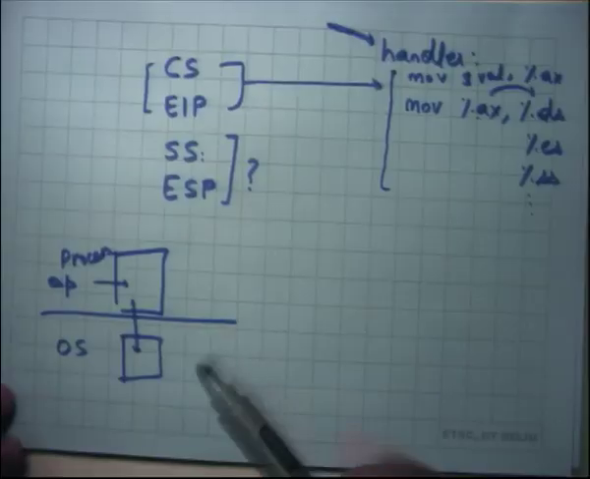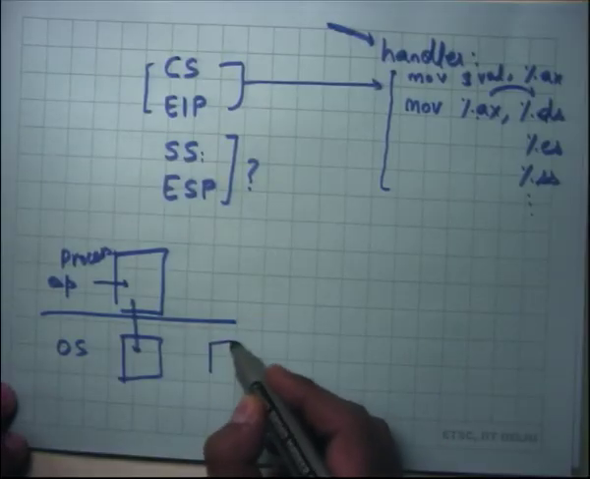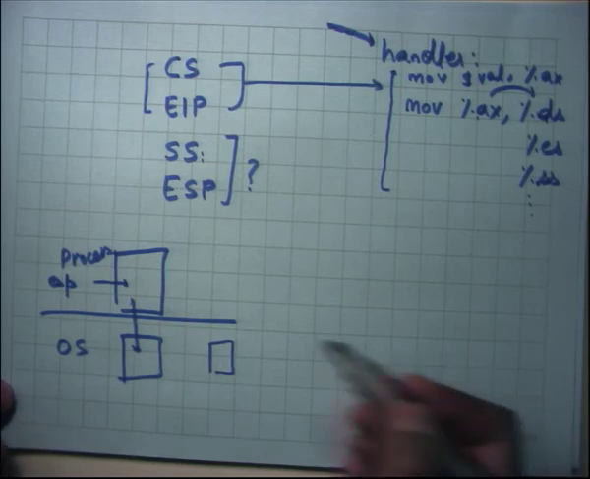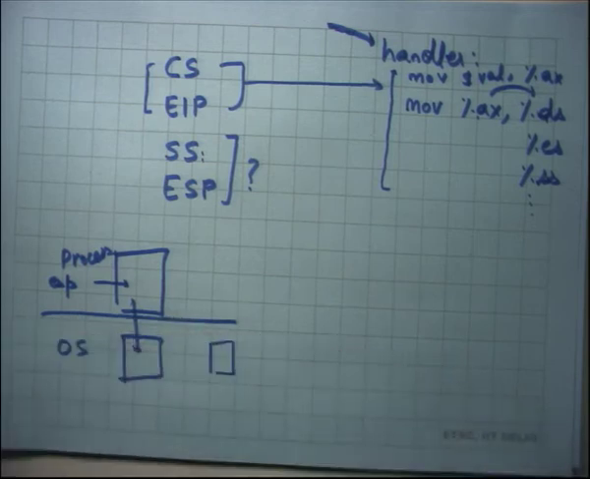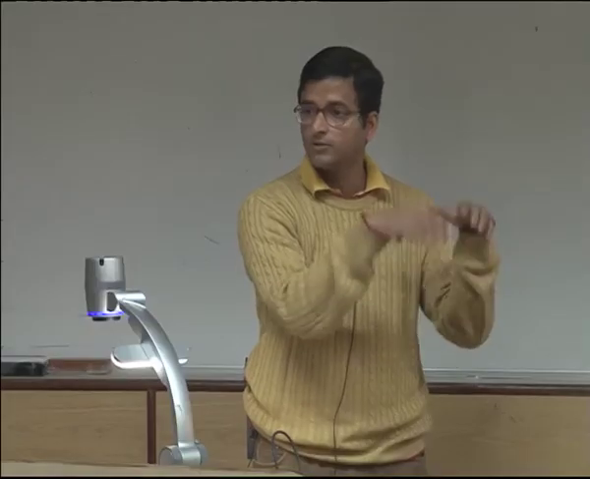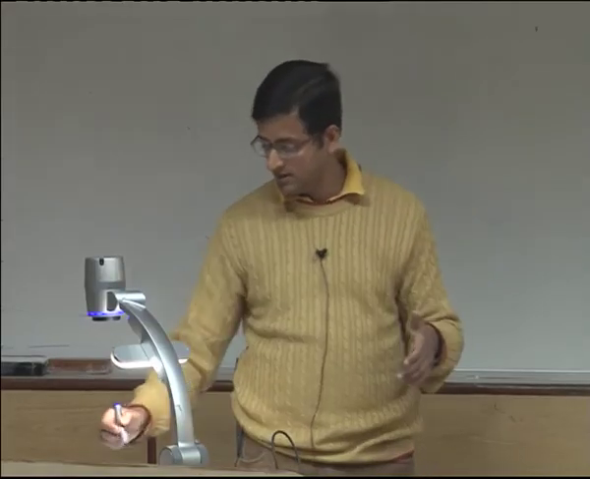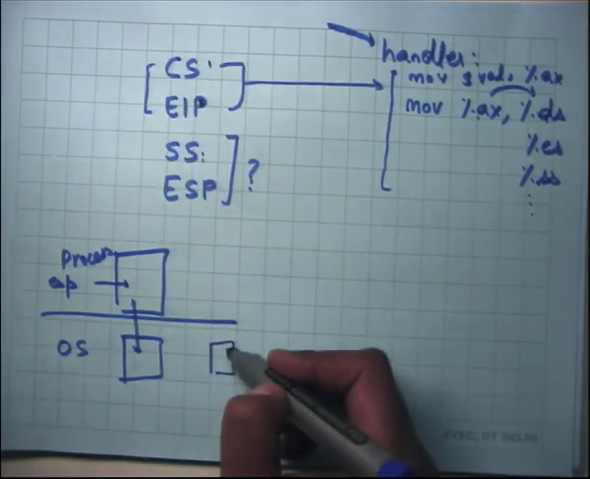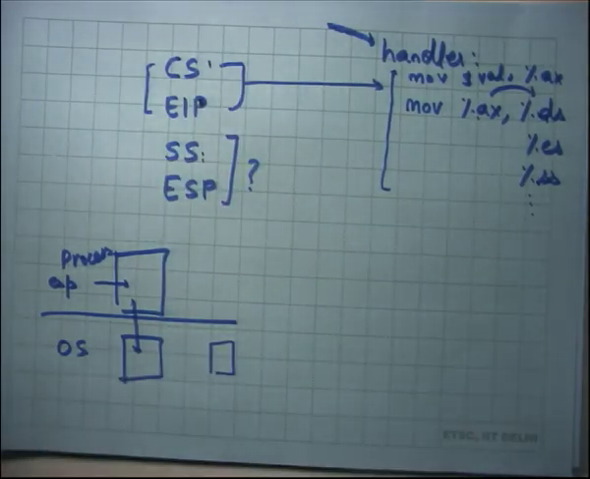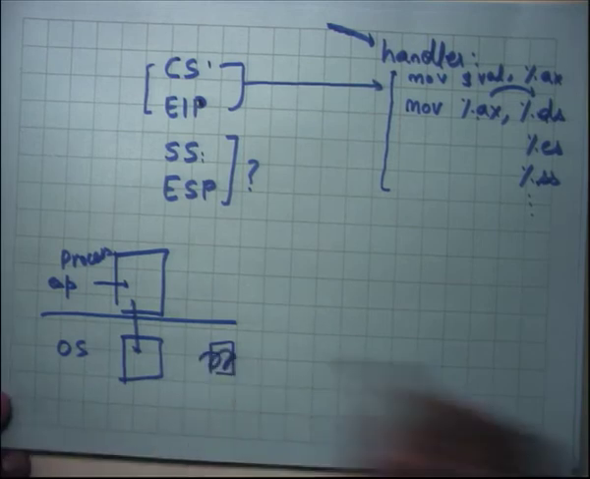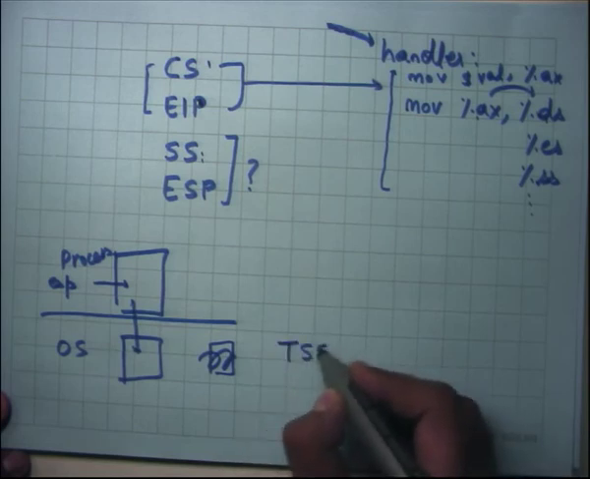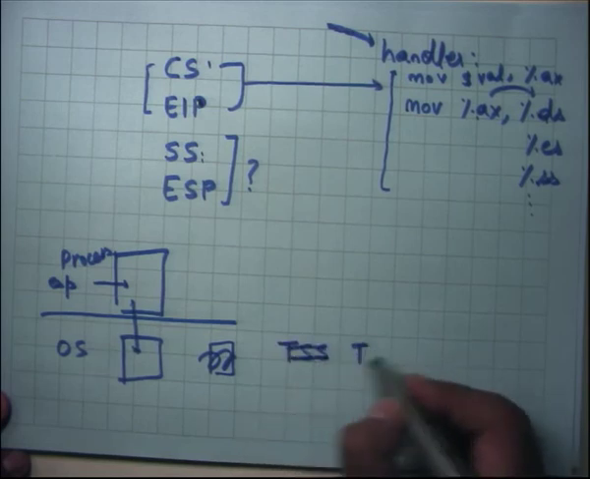So what the OS needs is, it probably needs a stack of its own, right? So it needs some space which is going to say, this is my space, and this is where I'm going to save these things before I execute, and that's where I'm going to restore things from when I execute. Okay. So the processor provides another data structure or hardware structure to do that, which is called the task state segment.